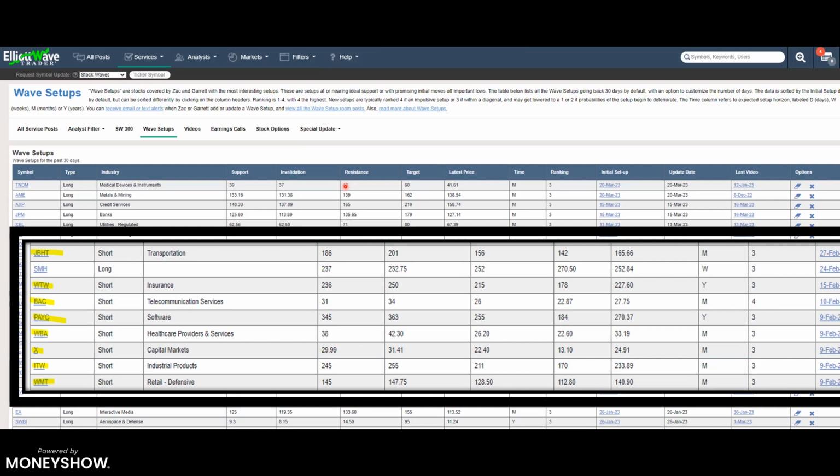So in the beginning of February, we had pretty much finished the easy part of a swing move up off of the December lows. We posted a lot of swing long setups near the end of December in Stockwaves, and then we started to post some short opportunities at the beginning of February.